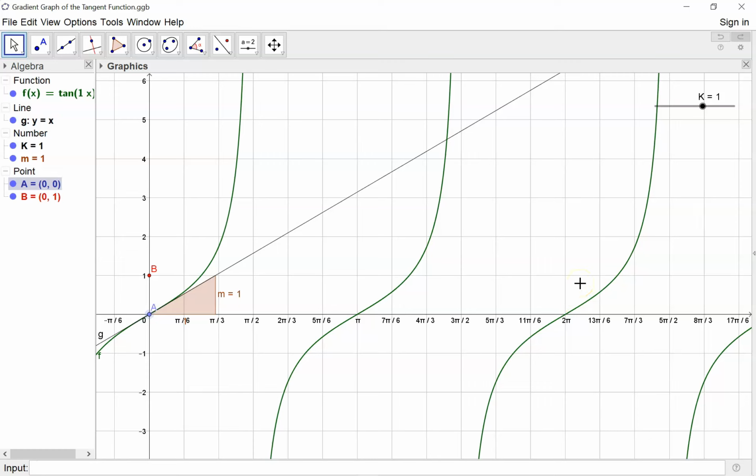So when we draw the gradient graph, we know that there's not going to be any values below the x-axis, because they would represent negative gradients, and there are no points of negative gradient on the tangent function.